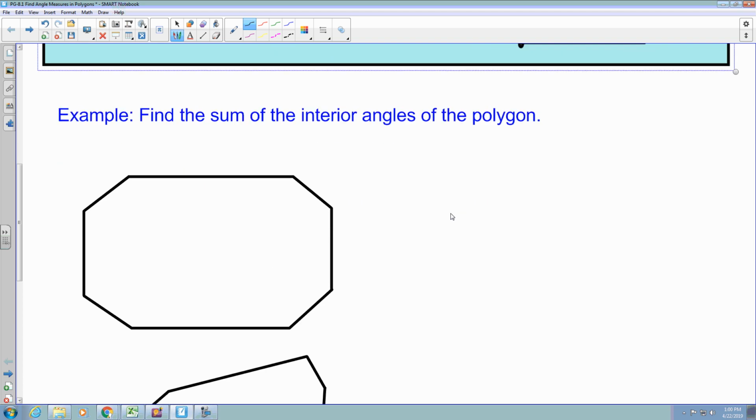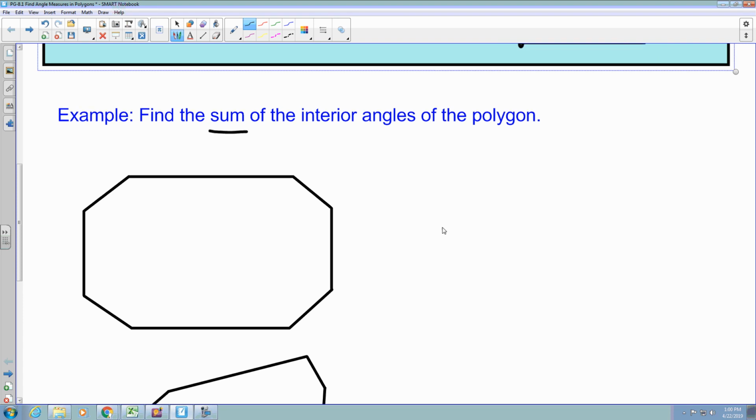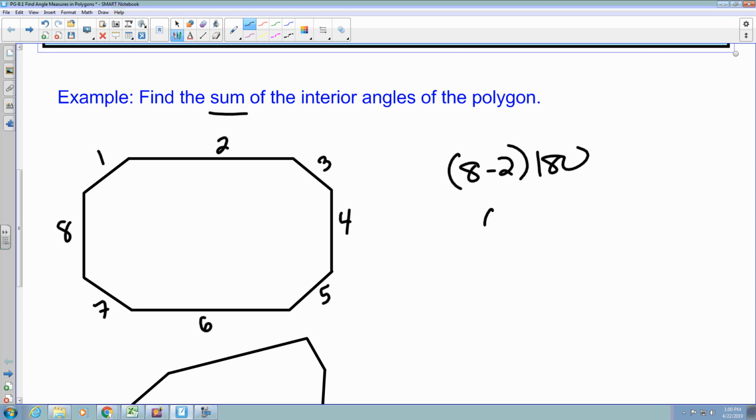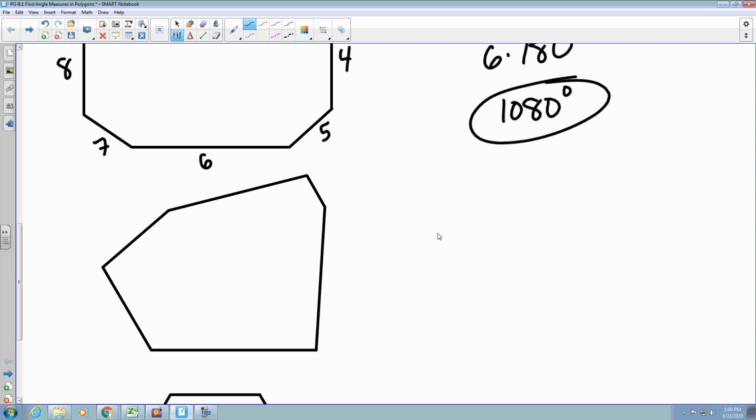In this example, they want to find the sum of the interior angles of the polygon. In order to find the sum, we have to figure out how many sides there are in each example. Here we have 1, 2, 3, 4, 5, 6, 7, 8. So it's 8 sides, so I can say 8 minus 2 times 180. 8 minus 2 is 6, so 6 times 180 gives me 1080 degrees.